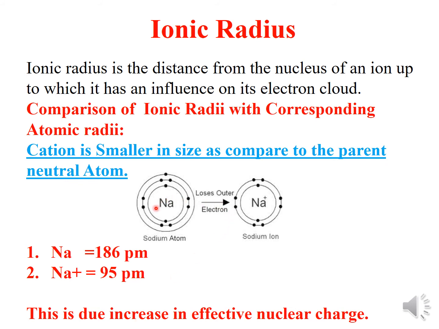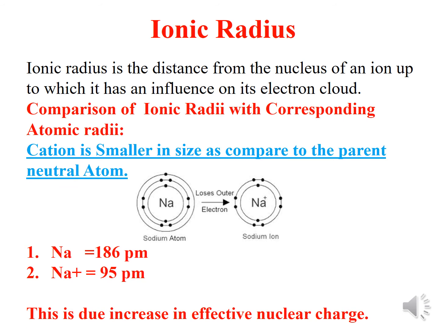So here 11 protons, 11 electrons. Here there are 11 protons, 10 electrons. Now 11 protons are attracting 10 electrons. Therefore force of attraction increases, which results in the decrease in size. Therefore, atomic radius of cation is smaller as compared to parent atom.